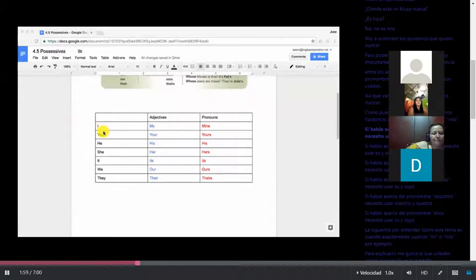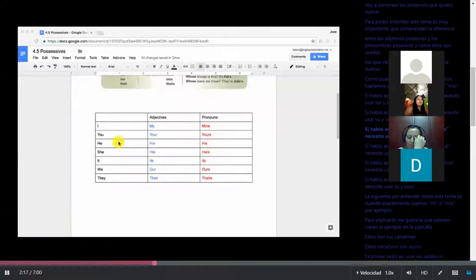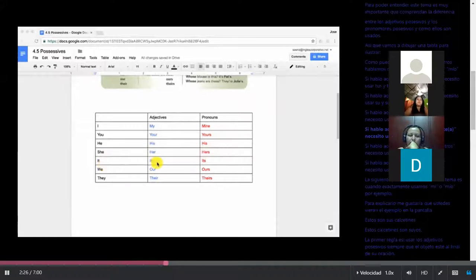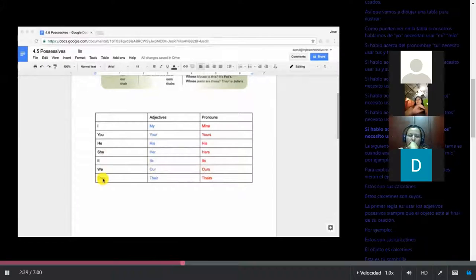If I talk about you, I will need to use your and yours. If I talk about he, I will need to use his and his. If I talk about she, I will need to use her and hers. If I talk about it, I will need to use its and its. If I talk about we, I will need to use our and ours. If I talk about they, I will need to use their and theirs.